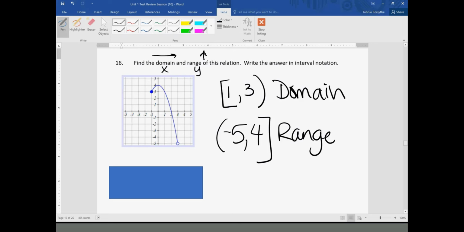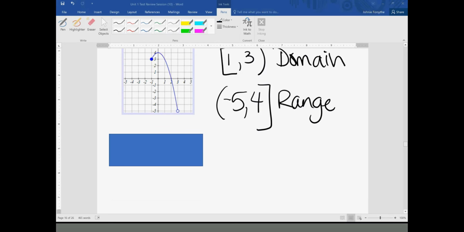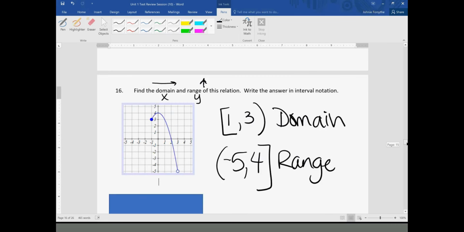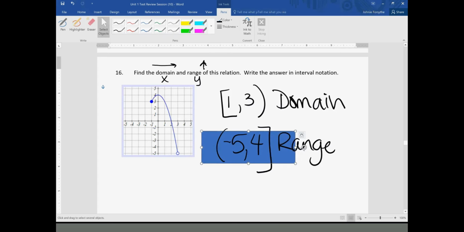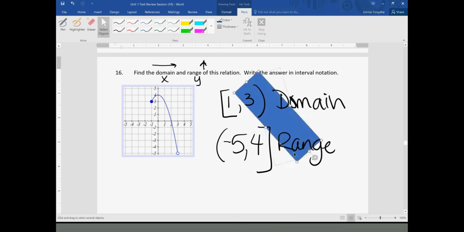So I'm going to take a pause. I'm still here, but I want to see if you have any questions, because I think this is probably the more difficult concept. So I want to make sure we're okay with this one. Just tell me yes or no. Okay, so one more time. Your domain is referring to your x values. So left to right. So the blue is what we're looking at.